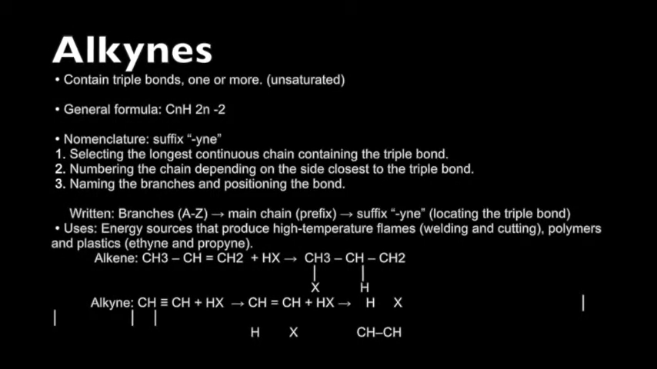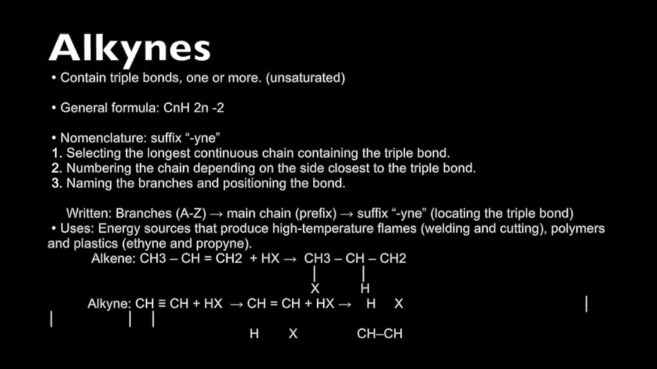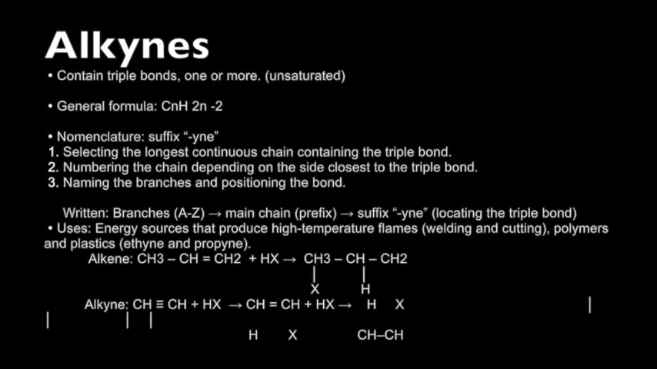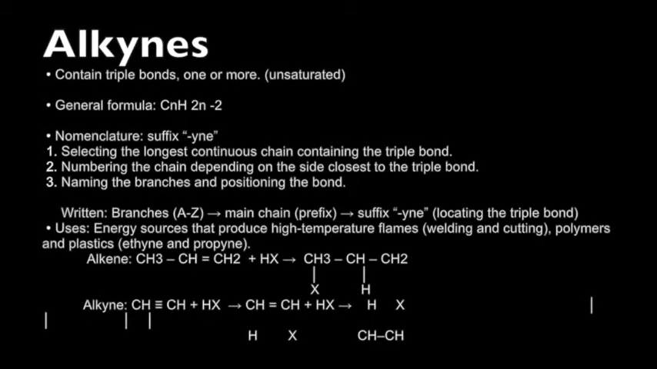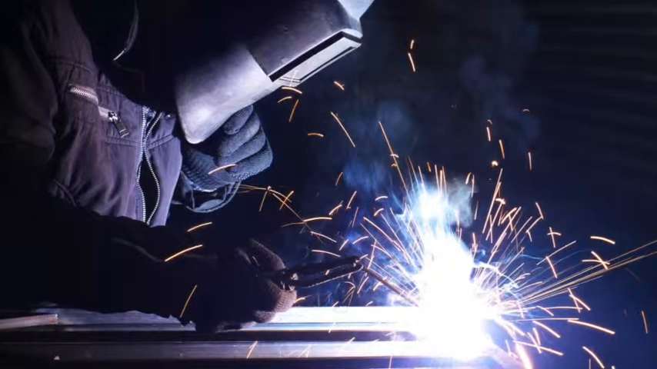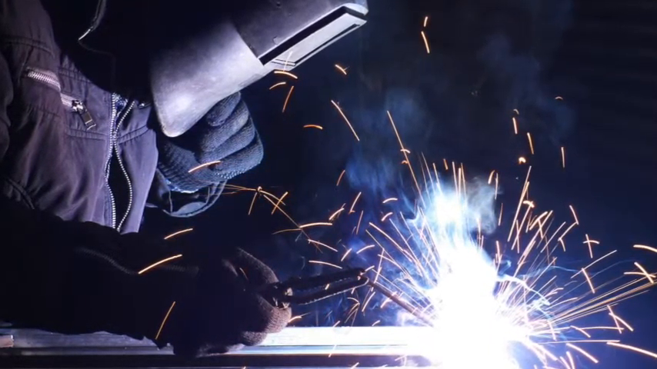Alkynes, also known as acetylenes, contain triple bonds, therefore they are unsaturated. Some of their uses are energy sources that produce high-temperature flames for welding and cutting. Also, polymers and plastics such as ethine and propyne.